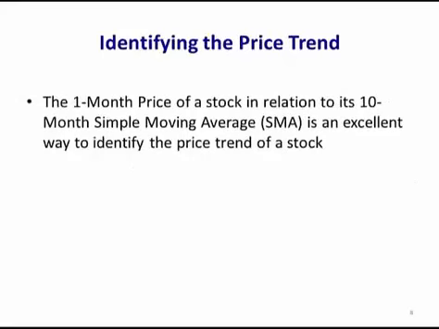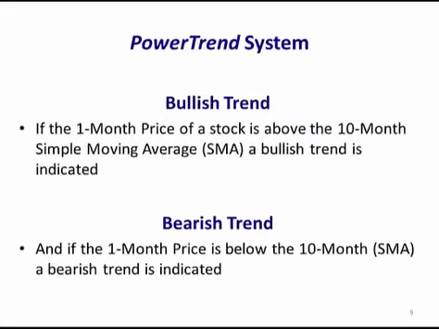The 1-month price of a stock in relation to its 10-month simple moving average is an excellent way to identify the price trend of a stock. Now, if the 1-month price of a stock is above the 10-month simple moving average, a bullish trend is indicated. And if the 1-month price is below the 10-month simple moving average, a bearish trend is indicated.